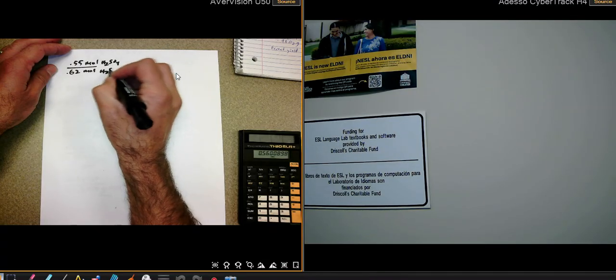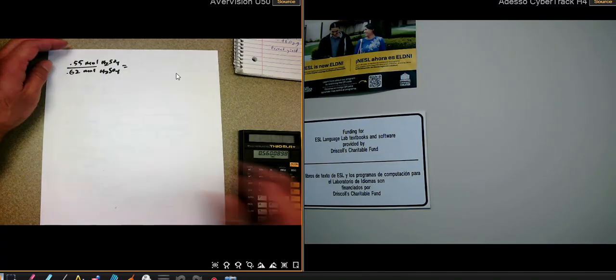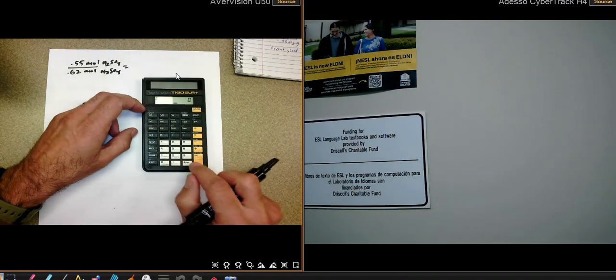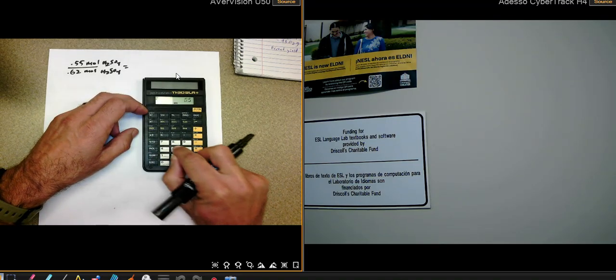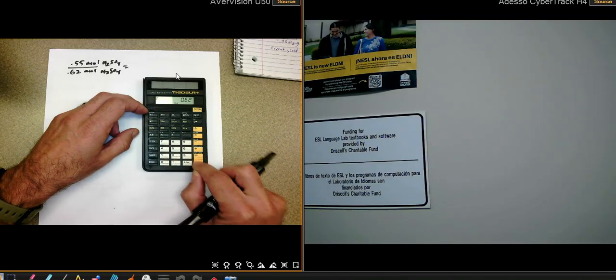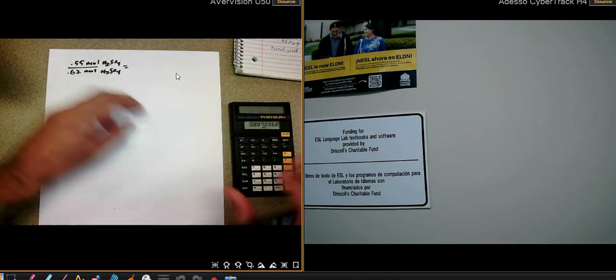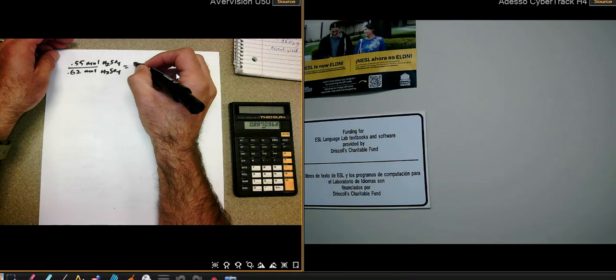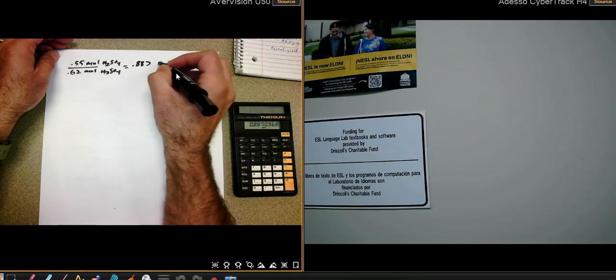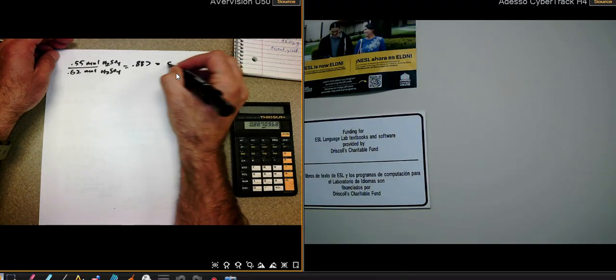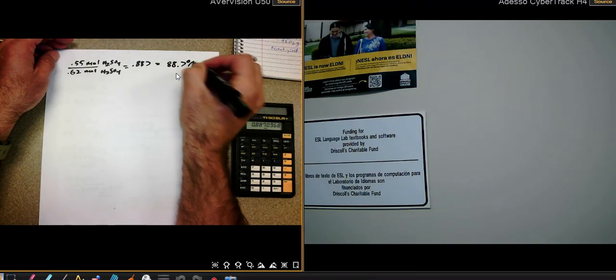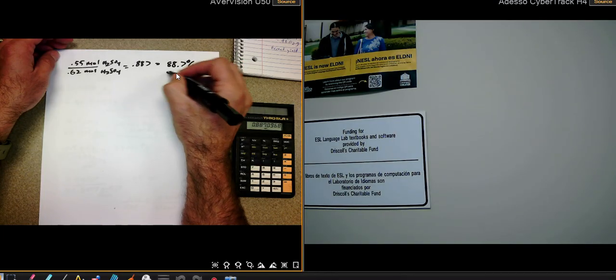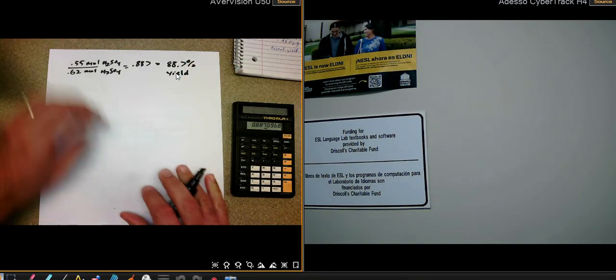H2SO4 over H2SO4. 0.887, 88.7 percentage yield in that reaction.